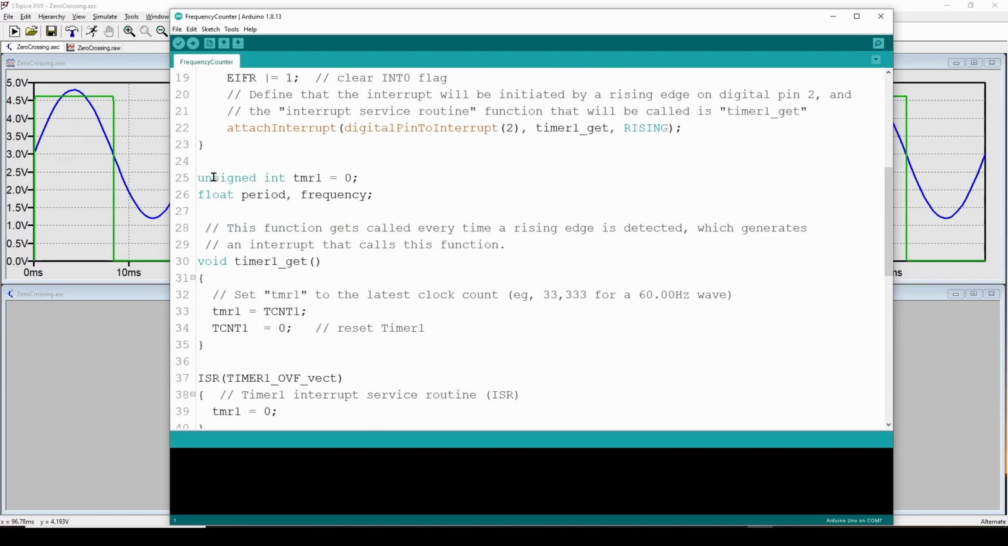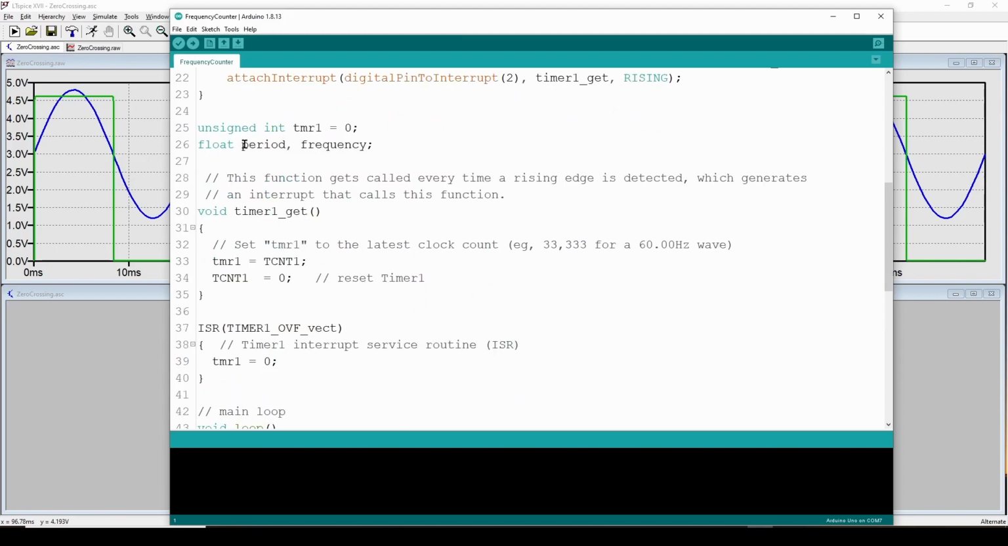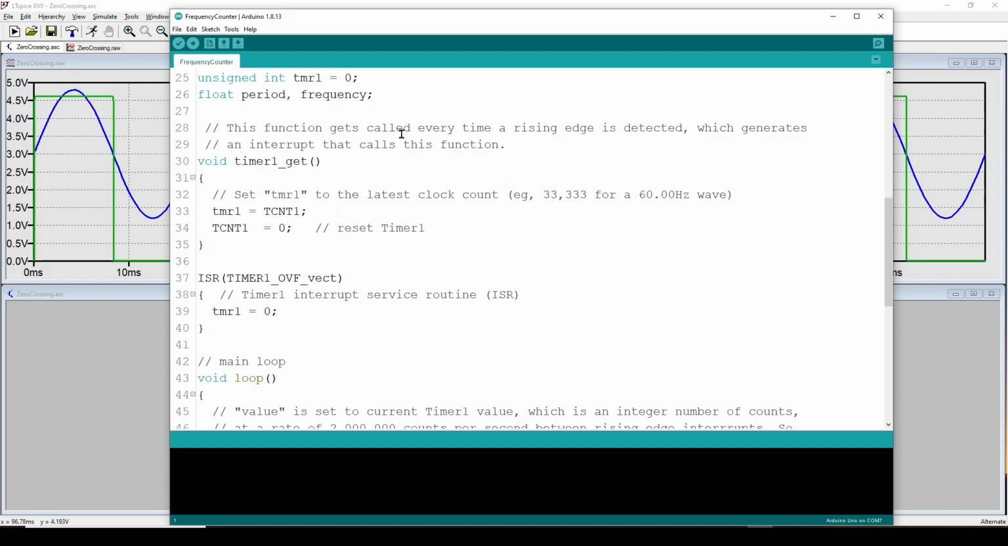So again, we've got another unsigned int, timer1 equals 0. And then we've got two values, two floats, the period and the frequency, that we're going to need when we do the calculation. And then here is the timer1Get function that gets called on the rising edge. And we are first setting timer1 to the latest clock count. So that should be something like 33,333 for a 60 hertz wave.